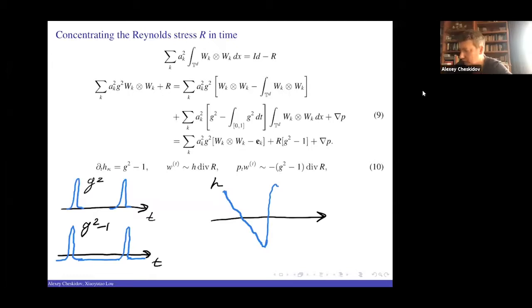So again, in some sense, we concentrate Reynolds stress in time. On this tiny interval, we produce a large Reynolds stress, which is then killed by doing convex integration in space. And then again, after we reset h, we can use acceleration to kill the Reynolds stress, and it continues this way. Okay, I'll stop here.